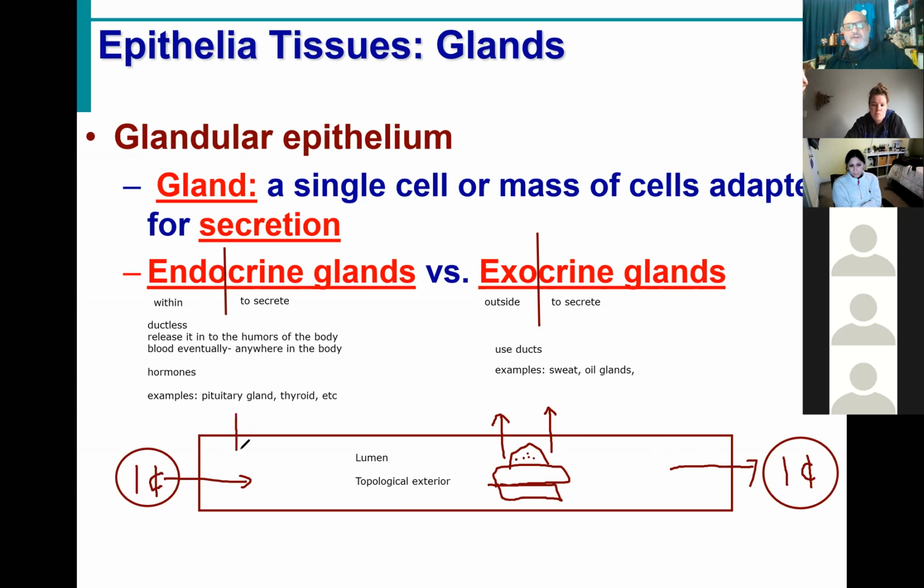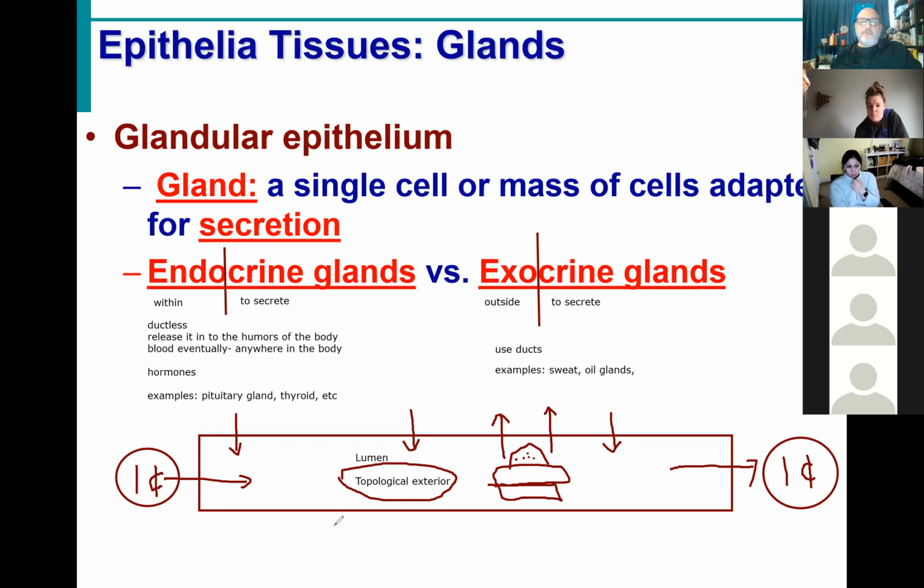So your salivary gland, your liver, all of the stomach acid, all of those things that are released into the alimentary canal are considered to be outside of the body. So absolutely that bile, the liver, your salivary glands, all of those are examples of things that secrete outside your body, because the digestive system's lumen is actually considered to be outside the body, the topological exterior.